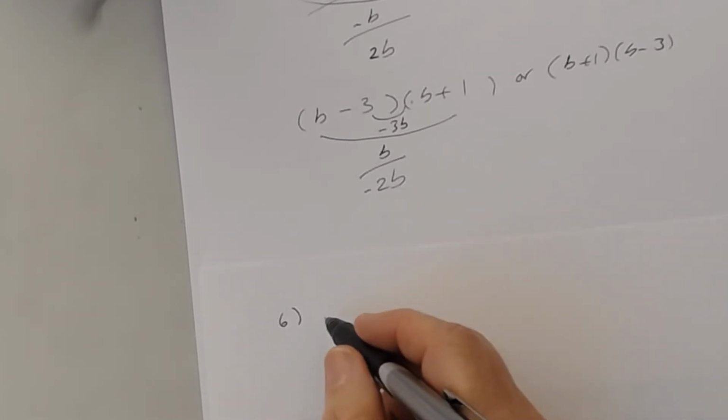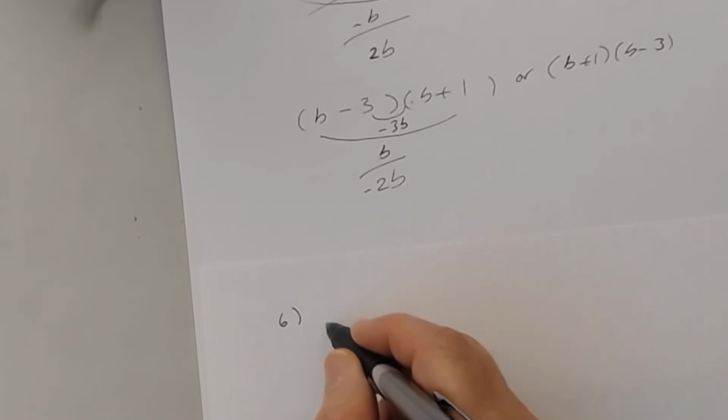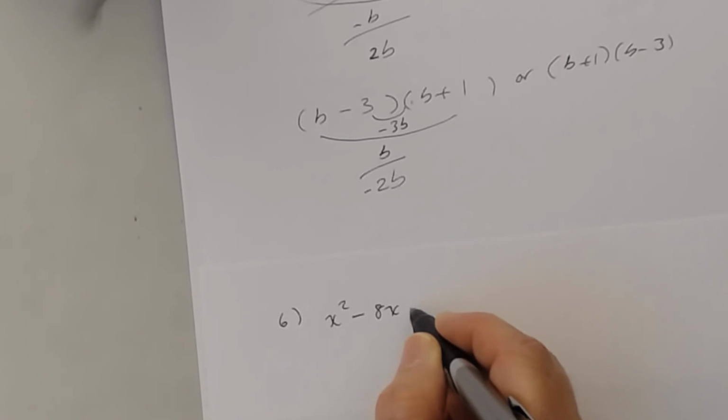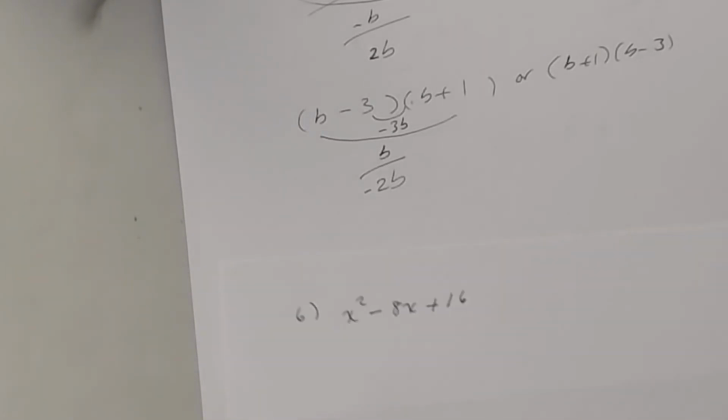Okay, 6, suppose we had this. Suppose I had x squared minus 8x plus 16. X squared minus 8x plus 16. GCF? 1. So what do you want to try now? You want to factor. How are you going to do this? You have enough experience now to tell me what to do.